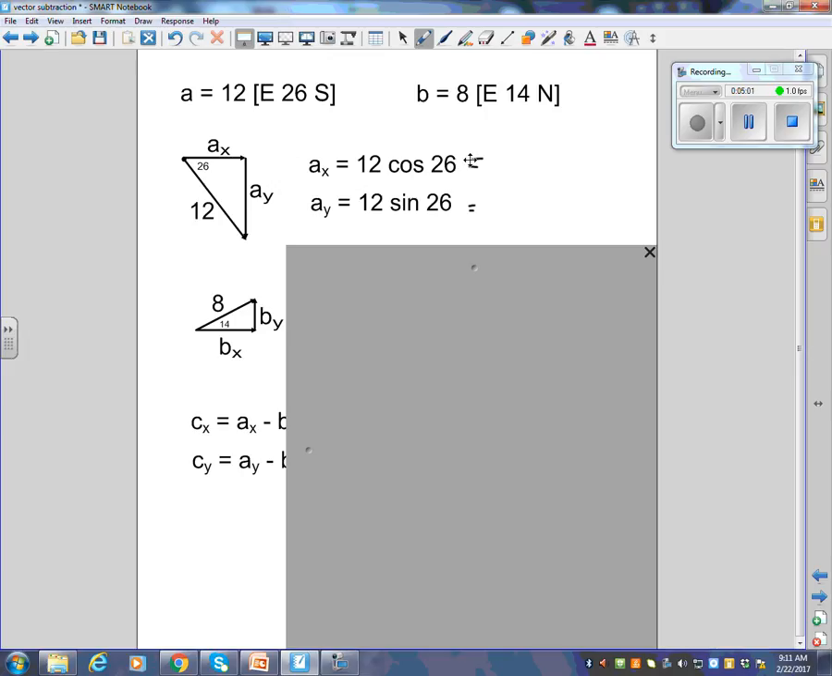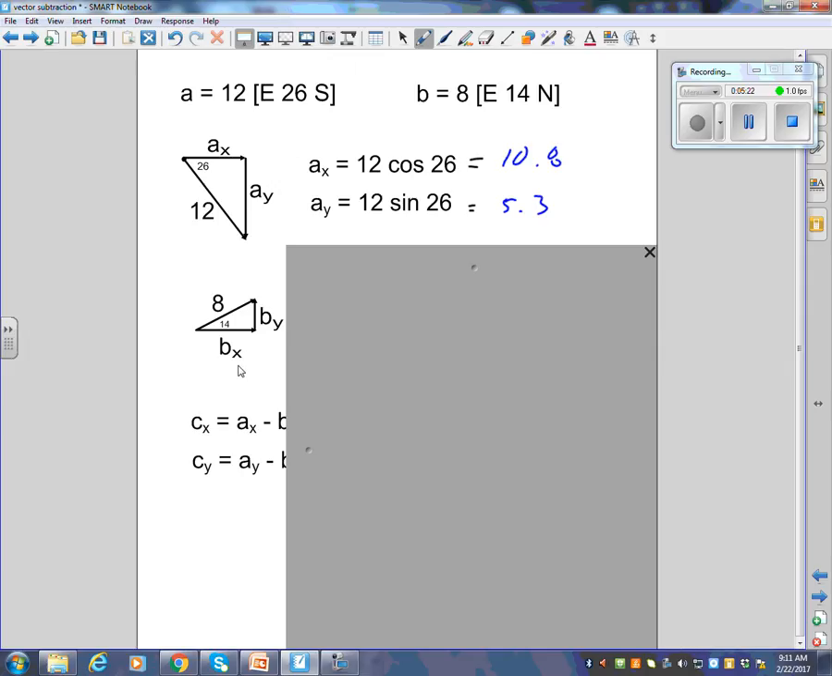10.79, 10.8, I guess. Good enough. Positive, so to the right. 12 sine 0.6. 5.3. So that's the stuff we did yesterday, right? Finding components. We're going to do the same thing with b.